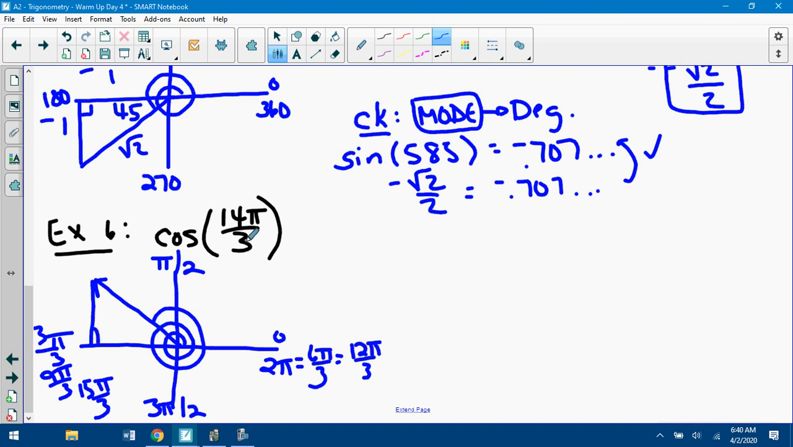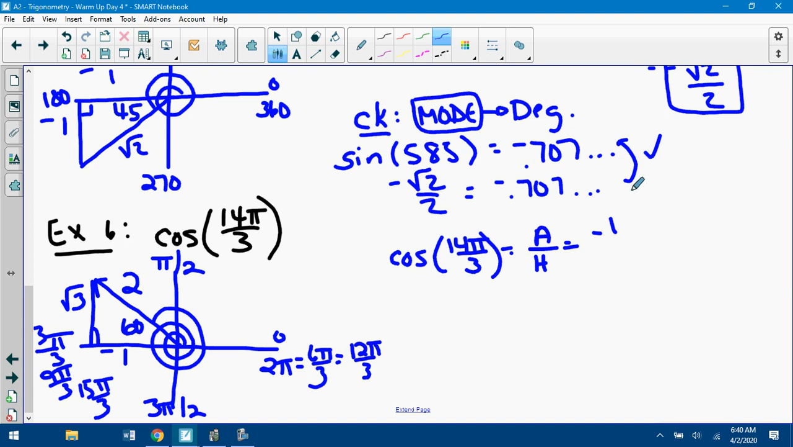Reference angle pi over 3, don't even have to think about it, it's 60. Next to 60 is always 1. Hypotenuse is 2. This would be radical 3. What's negative? We went left to get to the 1, so that's a negative over here. And it's cosine. So cosine of 14 pi over 3. Cosine is what side over what side? Adjacent over hypotenuse. So adjacent to the reference angle is negative 1. Hypotenuse is 2. Negative 1/2.